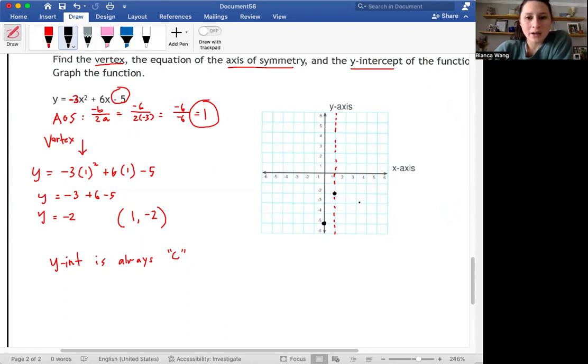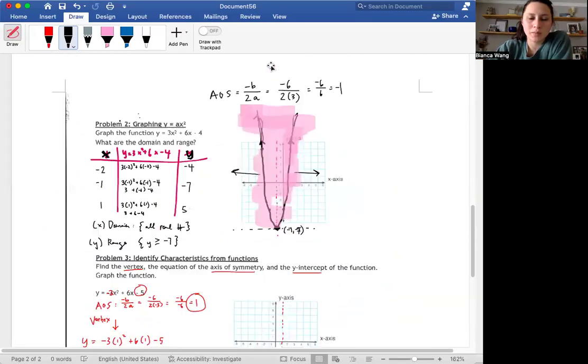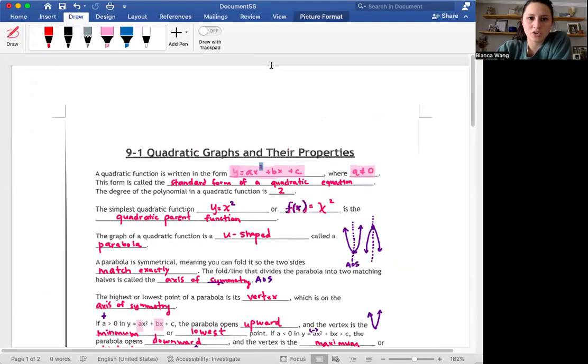Now that we have the vertex and another point, all we have to do is mirror this other point across the axis of symmetry, and then connect our points and make a little upside down U shape. And that's it. That is your graph. We'll definitely talk more about this, but these are the basics for graphing a quadratic equation.